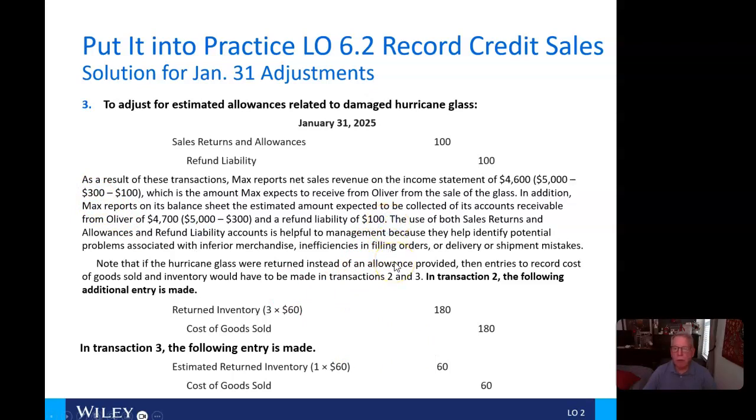The use of both the sales returns and allowances is helpful because we're going to look for problems. If the hurricane glass were returned instead of an allowance provided, the entries record the cost of goods sold. So here our returned inventory, $180, cost of goods sold, $180. Estimated return cost is $60. And cost of goods sold as a credit is going to be $60.